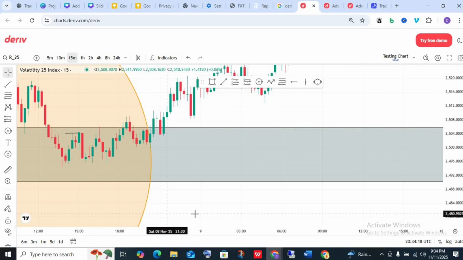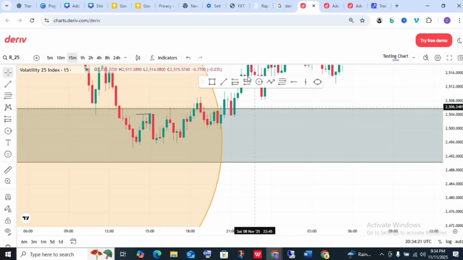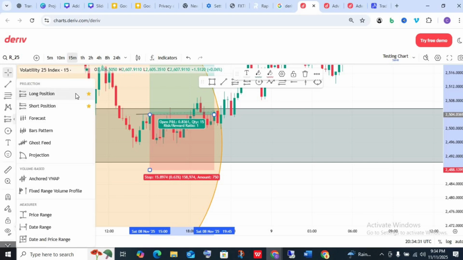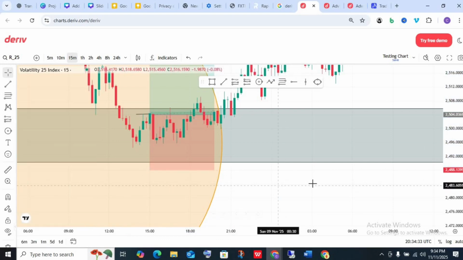Yes, the candle closed above the wick a little. So that is where we'll take our entry. Long position here. Again, if you want to choose long position, the option is on the left here. Just look for it. This is it here. I've added them to my favorite as well.